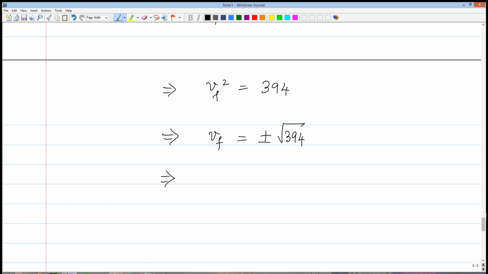The correct answer can be obtained simply by the physics of the situation. When the ball eventually hits the ground, it is moving downward. And if it is moving downward, then we know that vf has to be negative. So the correct answer is going to be negative square root of 394 meters per second.